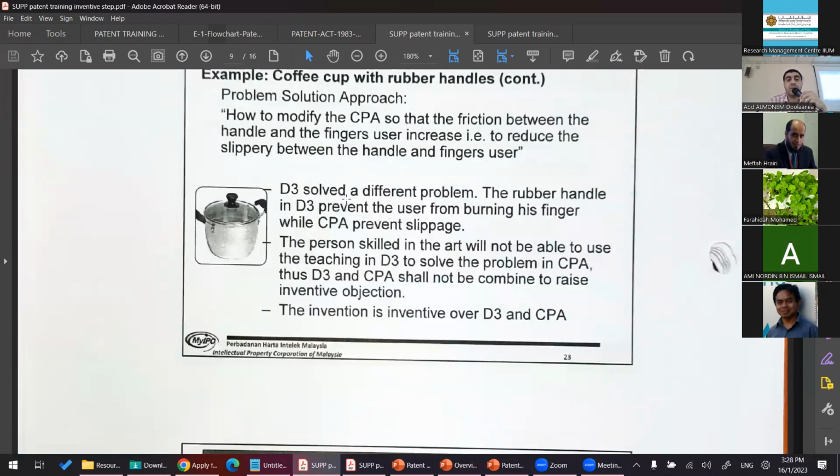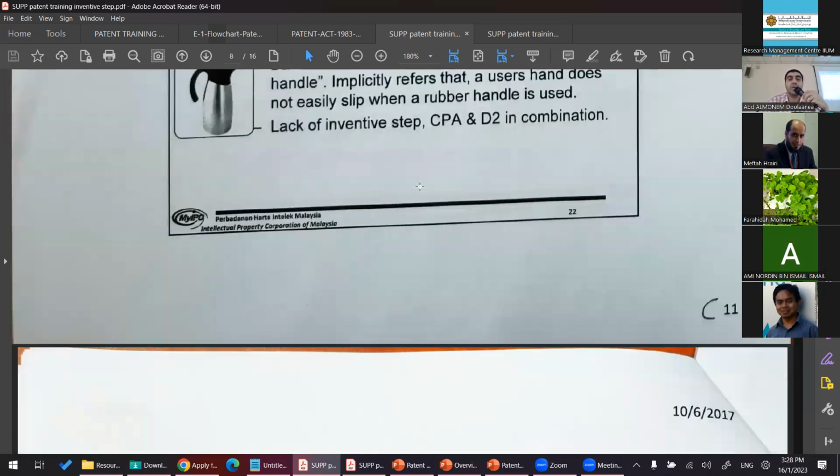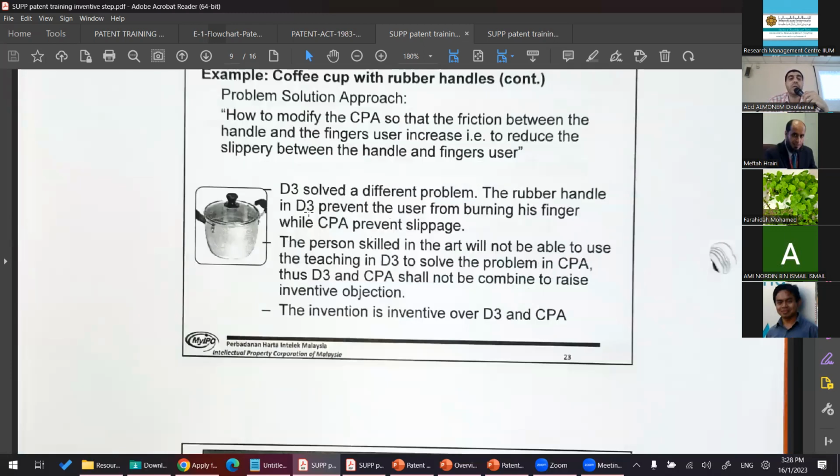Okay, so this one's already known that it's not inventive, but if we continue the discussion, D3 solves a different problem. D3 actually also has rubber and so on, but the problem it solves is different. It solves a problem of burning the finger, not a problem of slipperiness. This is why you cannot use documents 1 and 3 to attack inventive step, because it's a different problem.